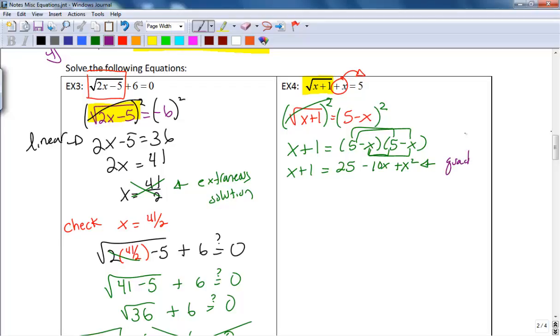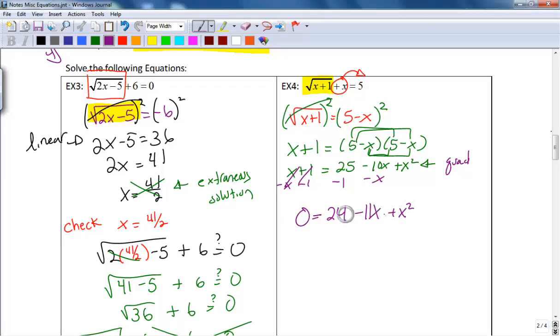We solve linear equations differently than we do quadratics. For linear equations, we just isolate the variable. For quadratic equations, we have to set them equal to 0 and either use the quadratic formula, factor, or complete the square. So what we need to do here first is get this equal to 0. I'm going to move this x and this 1 over to the right hand side. So cancel, cancel, I'm left with 0 is equal to 24 minus 11x plus x squared.